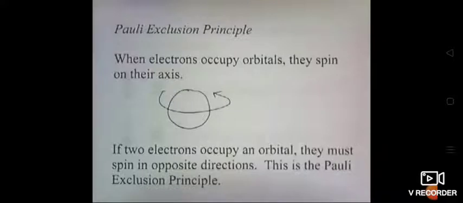Pauli's exclusion principle, Aufbau principle. So what is the Aufbau principle? I will show the slide later on. The Aufbau principle states that electrons are filled in the various orbitals in increasing order of their energies. That is, the orbital having lower energy will be filled first and the orbital having higher energy will be filled last.